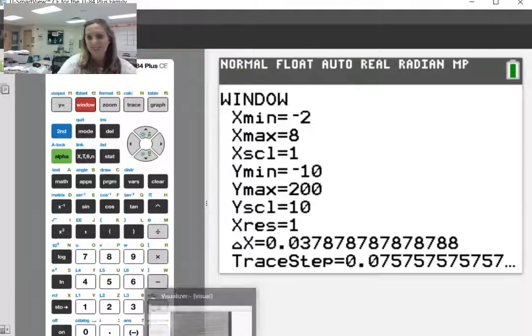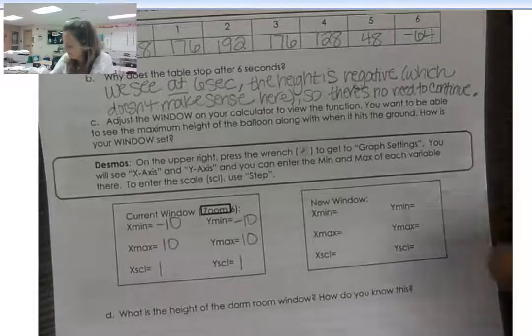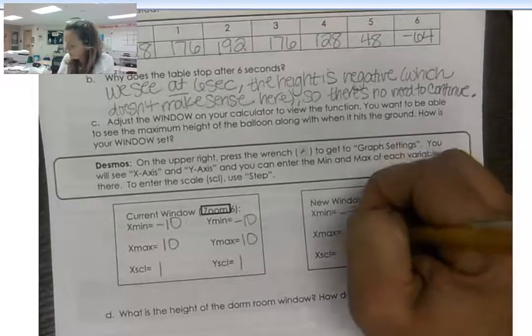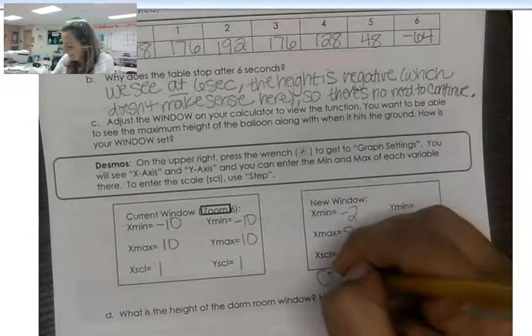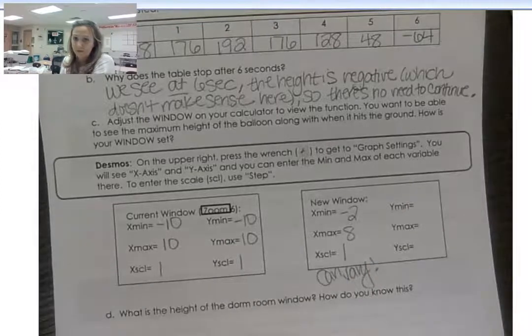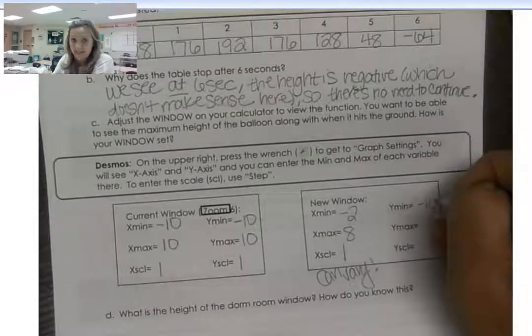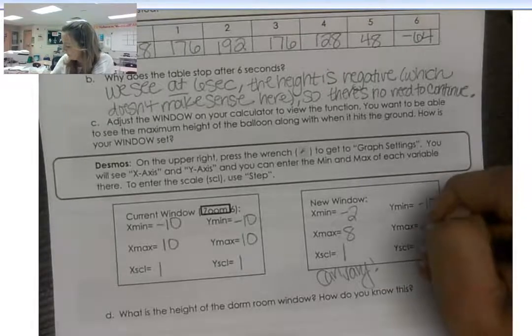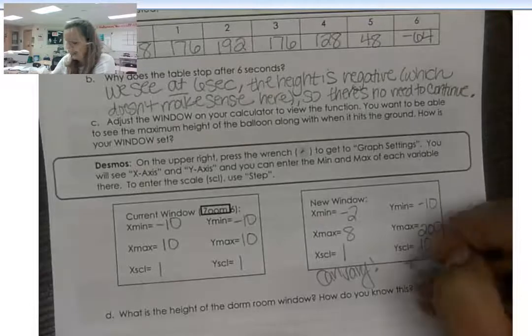So what we ended up with for the window was an X min of -2, an X max of 8, and a scale of 1. Again, these can vary. The Y min we set as -10. The Y max we set at 200, and the Y scale was at 10.